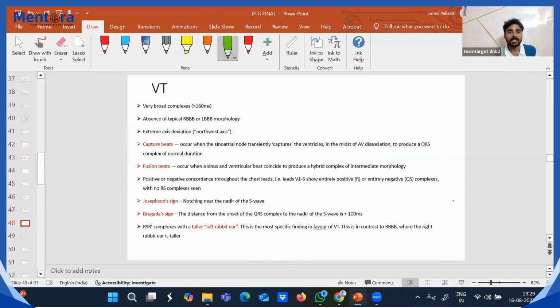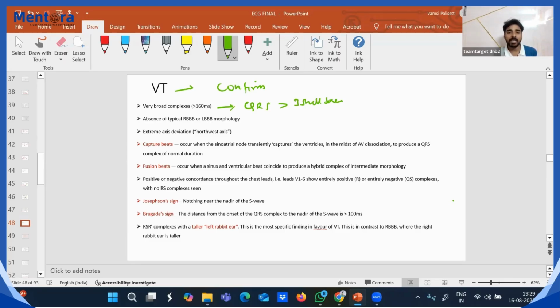So how do you confirm it is a VT? Once you see a wide complex tachyarrhythmia, you have ruled out hyperkalemia, TCA poisoning, and pacemaker rhythm. Now two things are there, either VT or SVT with aberrance. So how to confirm a VT? The first thing, it should have a very broad complex, a QRS complex of greater than 3 small boxes. The second thing is the absence of typical RBBB and LBBB morphology.